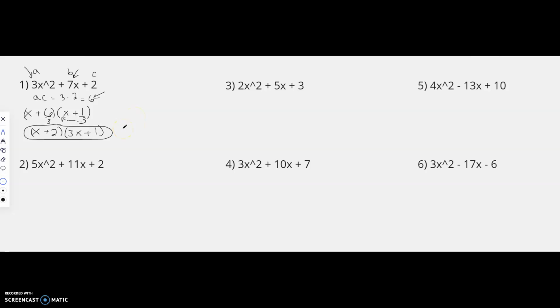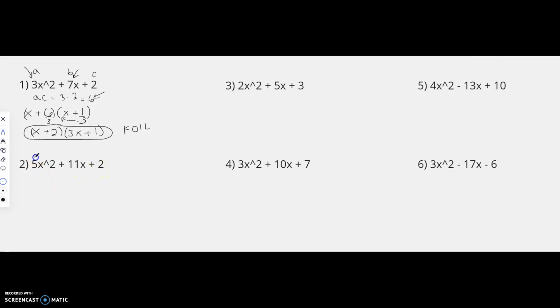Now you can always check it if you FOIL your answer. FOIL is a type of multiplying binomials, first, outer, inner, last. You certainly can do that to check to see if you got the right one, you factored it correctly. Let's try number 2 here.